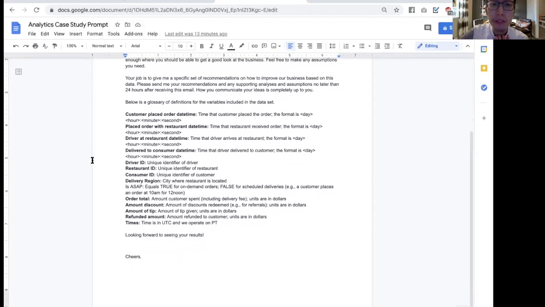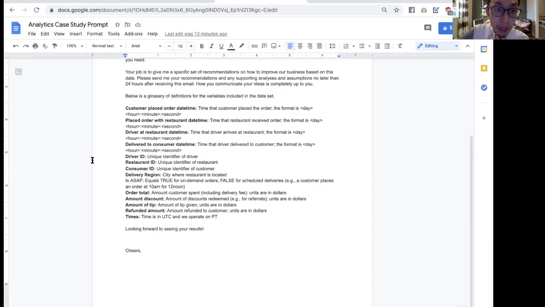So this is actually very common. In a case study, you usually get about 24 hours to maybe 48 hours, or sometimes 72 hours, 1 to 3 days to complete it and send it back to them. Here they also provided a glossary of the definitions for the different variables in the data set. So take a brief look before we dive into it.